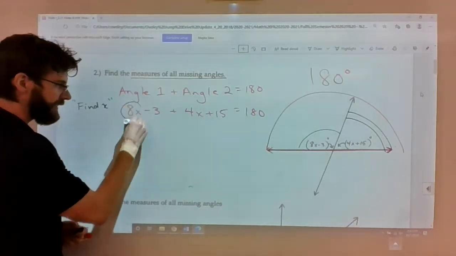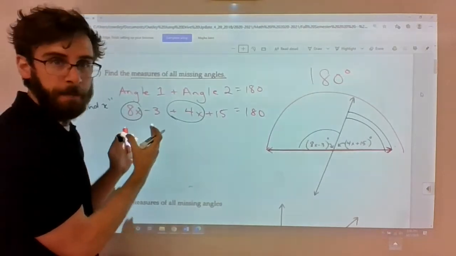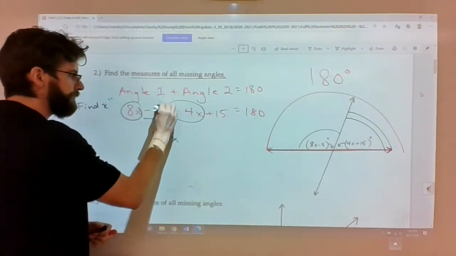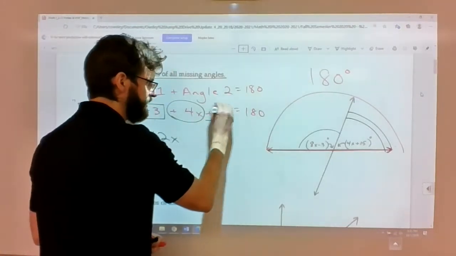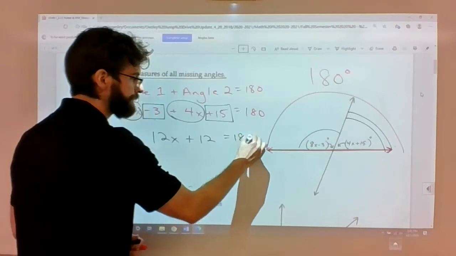So 8x plus 4x, they're on the same side of the equation, so you just combine them as they are, is 12x. Negative 3 plus 15 is a positive 12, and that equals 180.